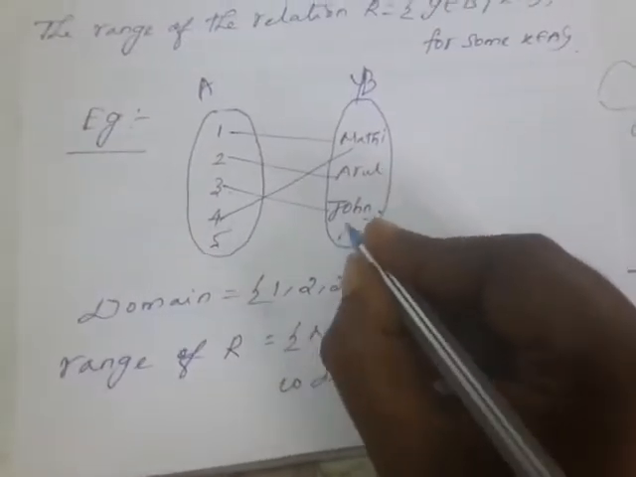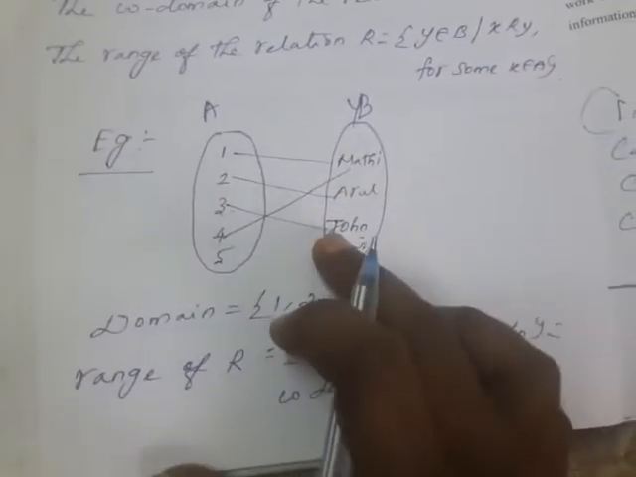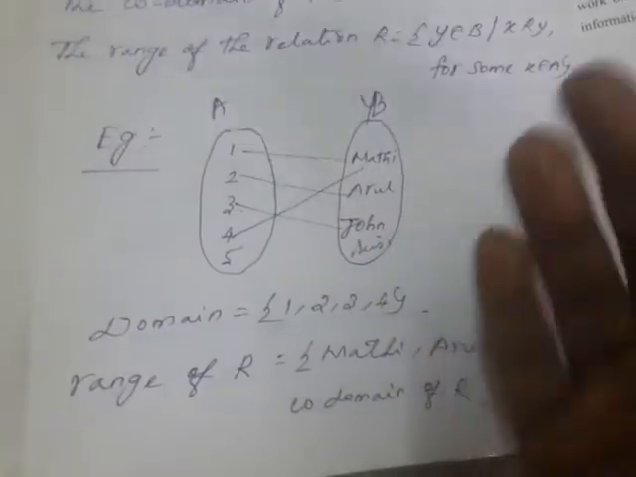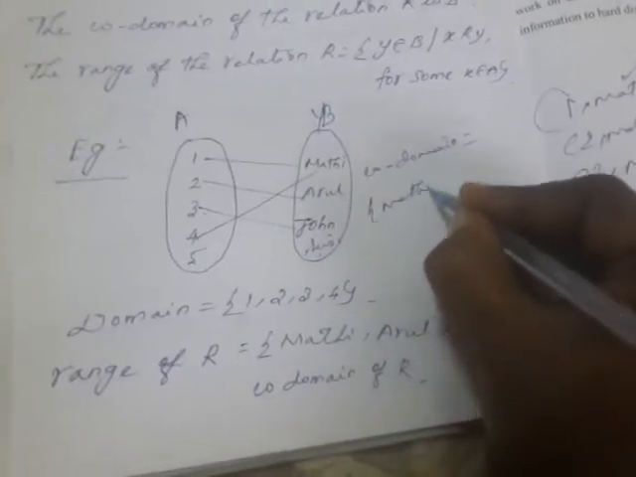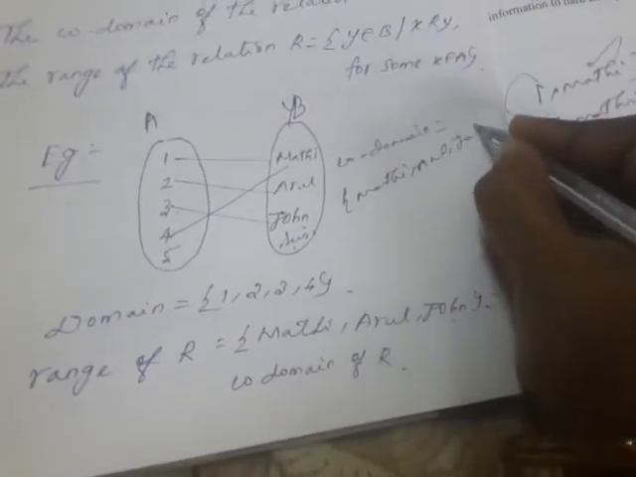Listen here. Suppose another name is given, Sasi. Sasi doesn't have any relation. So what is the codomain? Codomain means all elements in set B. So Madhi, Arul, John, Sasi are the codomain. But range means only those having a relation, so the range is only Madhi, Arul, John. Why are we not including Sasi? Because Sasi doesn't have any relation to set A.